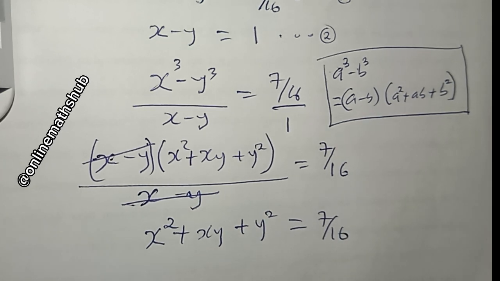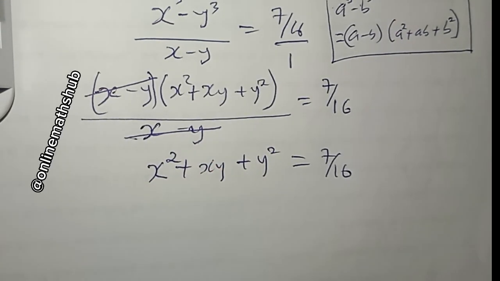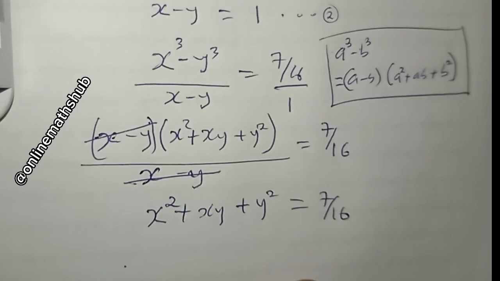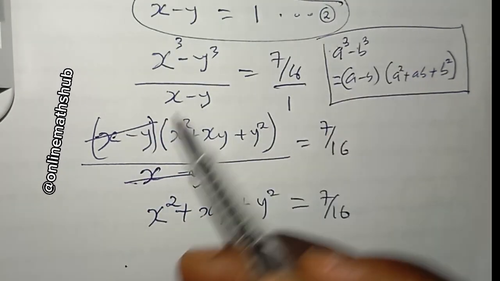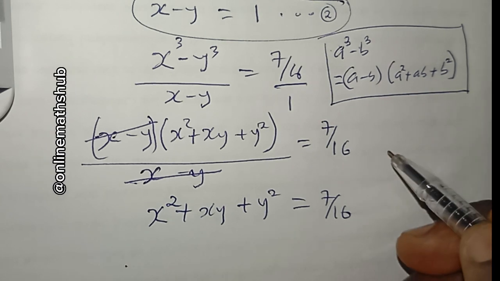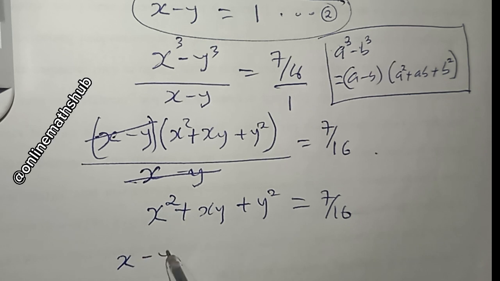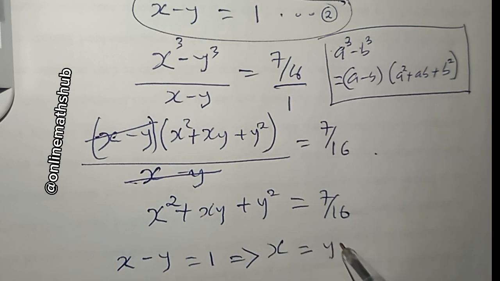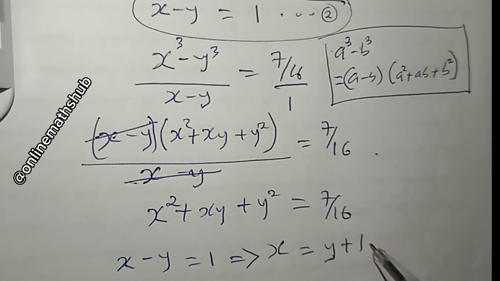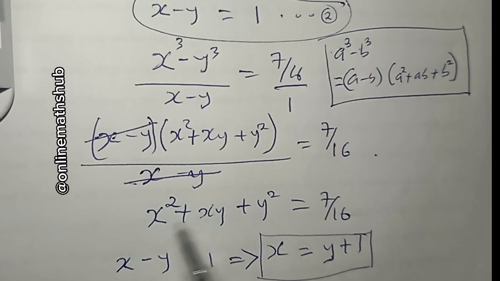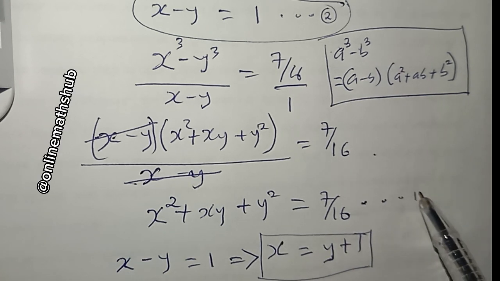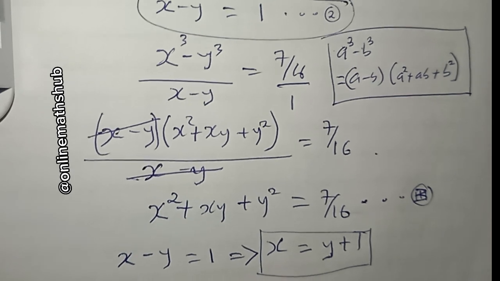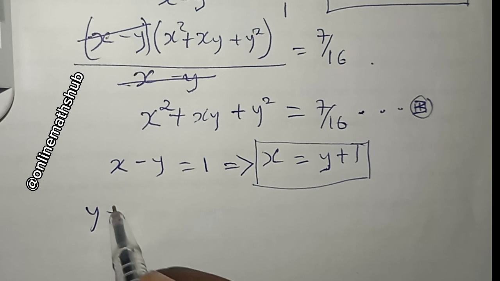Okay, now what I'm going to be doing is some substitutions. You saw that the second equation, equation number 2, which is what you are seeing right here, we can make x the subject. x minus y is equal to 1, so this implies that x is equal to y plus 1. I'm going to be using this to substitute for x over here in this, let me call this equation number 3.